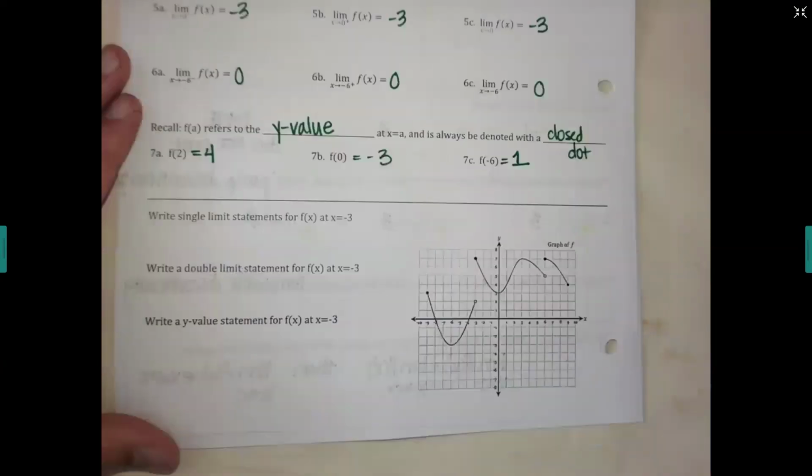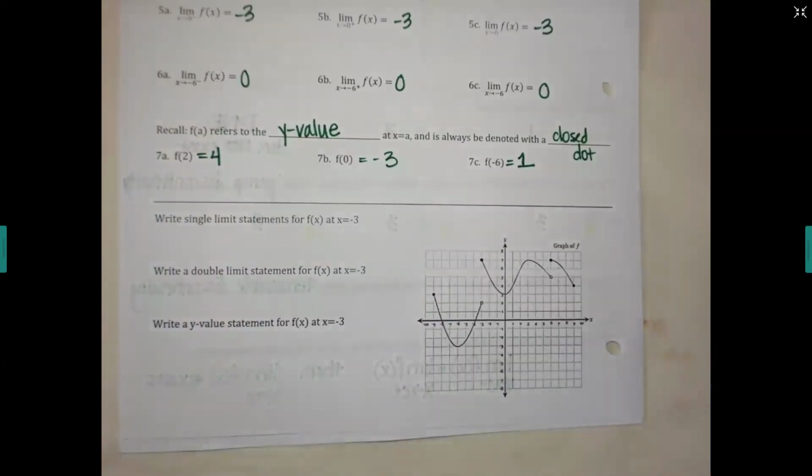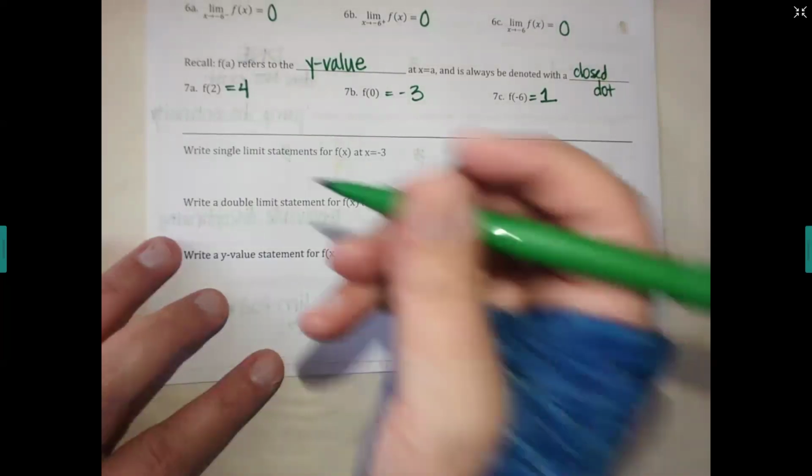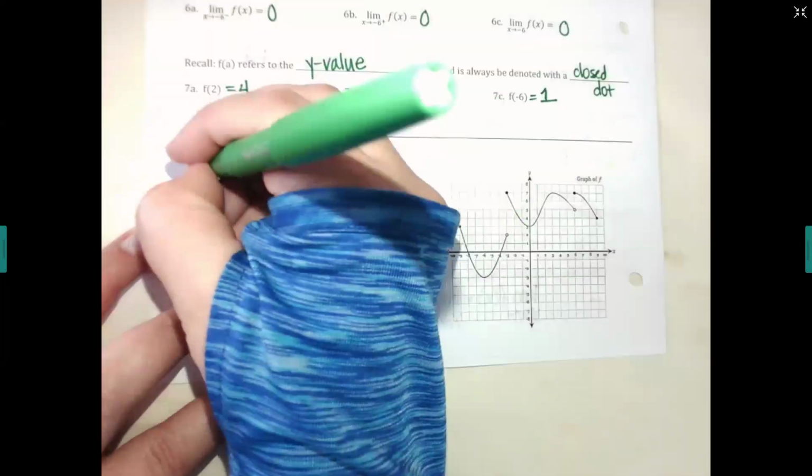Very good. All right, for the next ones, it says write single limit statements at -3, then do a double, then do a y value. Let me show you what I mean by that. Okay, for -3, I'm going to approach it from the left.